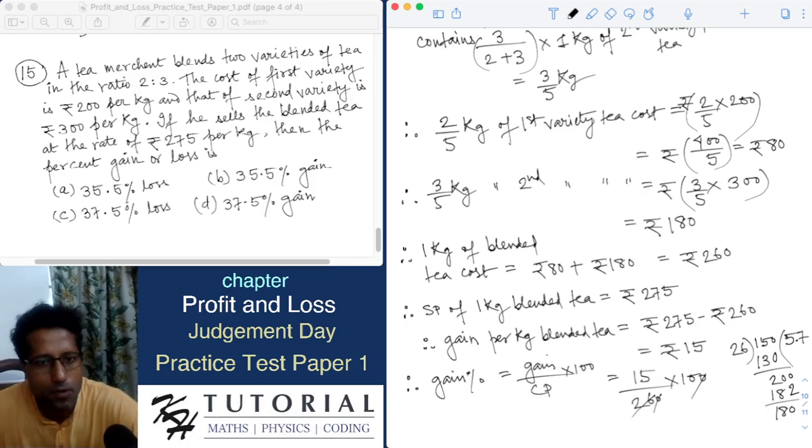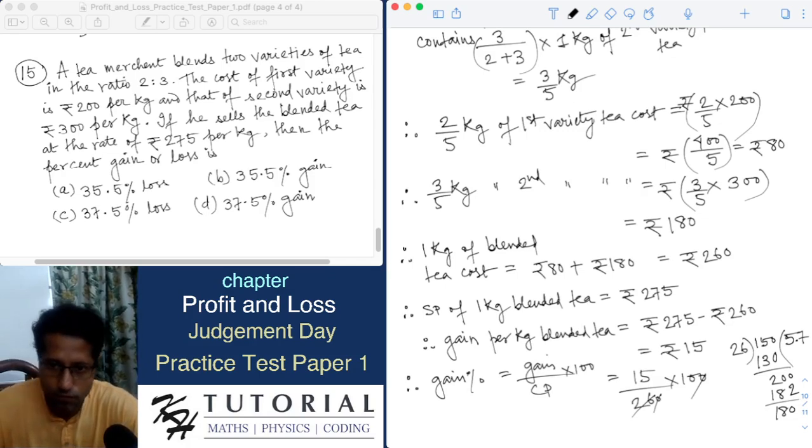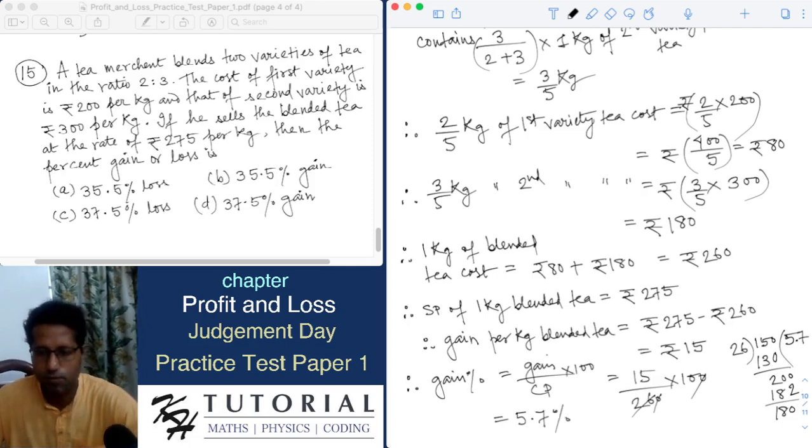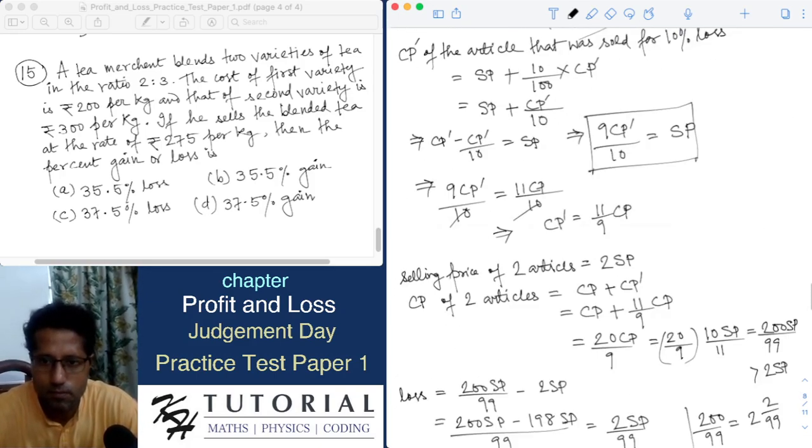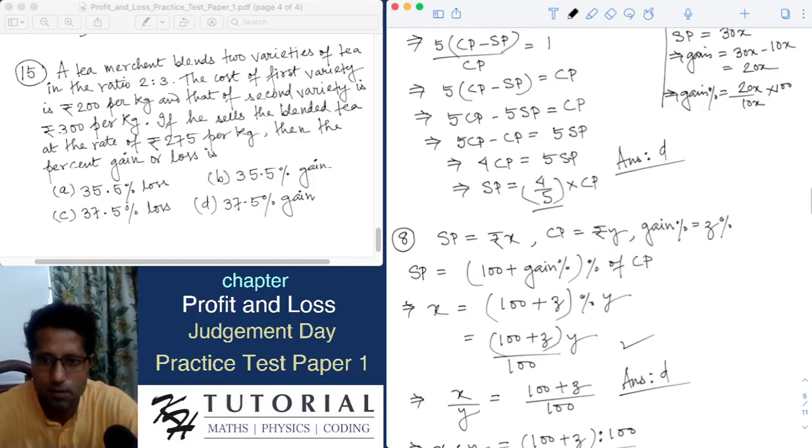This is fine. I don't know, I might have made some mistake while writing the problem. Either I have copied the choices wrong, or some figures in the given problem. But for this problem, the answer is a gain percent of approximately 5.7%. And there was one problem I marked with a question mark.